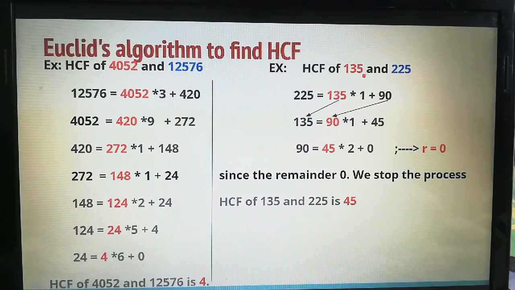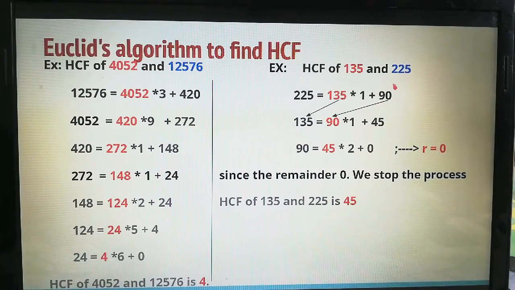HCF of 135 and 225. Since 225 is greater than 135, we'll divide 225 by 135. So we'll take the higher number on the left side and the smaller number is 135. So 135 goes one time. If we take 2, it goes to 270, which is greater than 225. So we'll take one time and the remainder we get is 90. 225 minus 135 is 90.